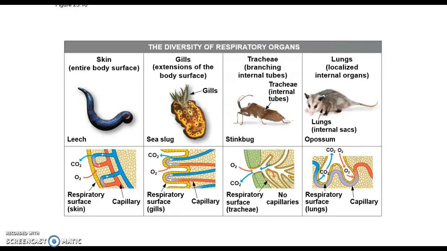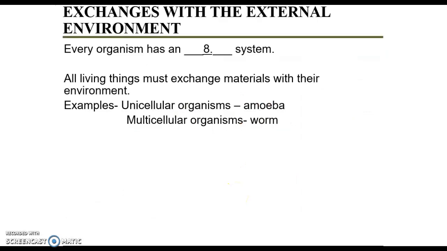So the overall concept is that a respiratory surface really just needs to be thin and moist. That's a requirement for a respiratory system in order for gases to exchange easily across it. So every organism has an open system, you might remember this from our first Skype session. They all need an open system because they all exchange materials with their environment.